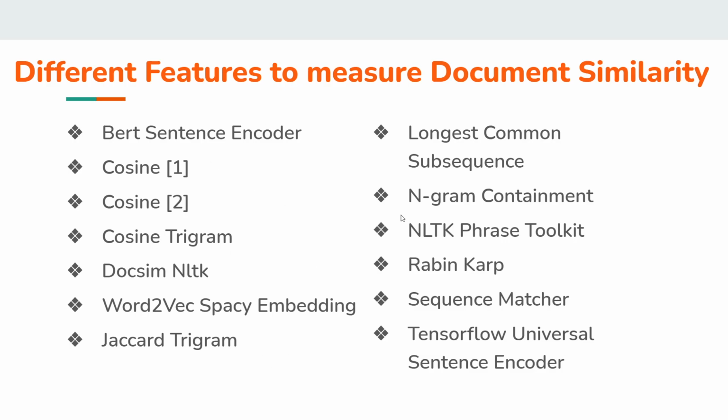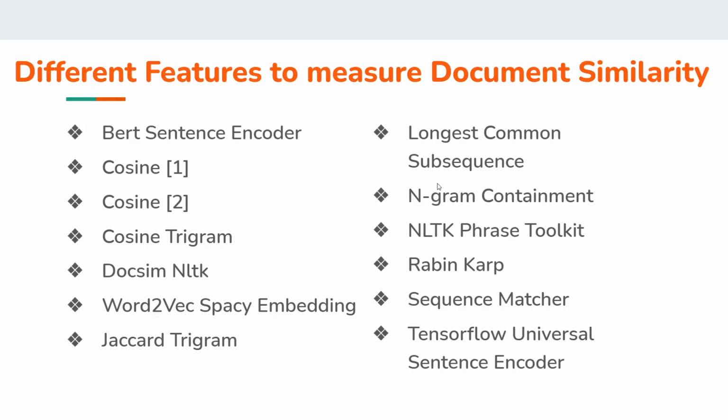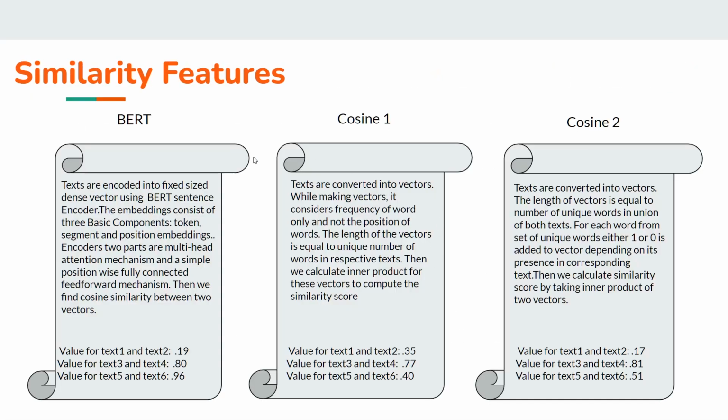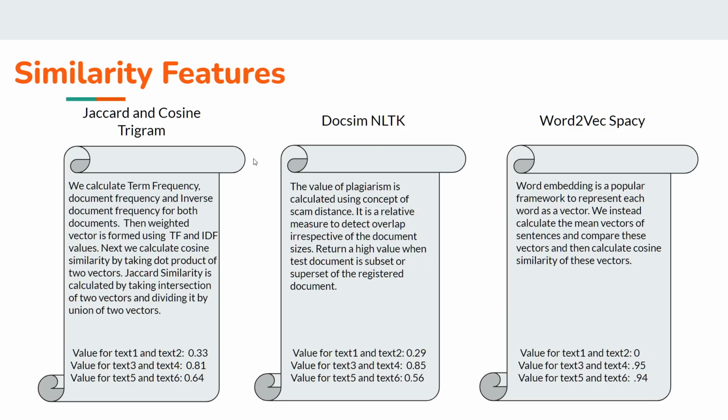The features are namely BERT sentence encoder, cosine 1, cosine 2, cosine trigram, Doxymantic NLTK, Word2Vec spaCy embeddings, Jaccard trigram, longest common subsequence, n-gram containment, NLTK phrase toolkit, Ribbon Karp, sequence matcher, TensorFlow Universal Sentence Encoder. We're discussing all these features in more depth.